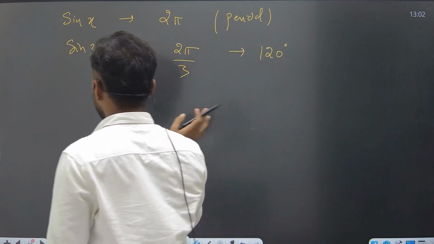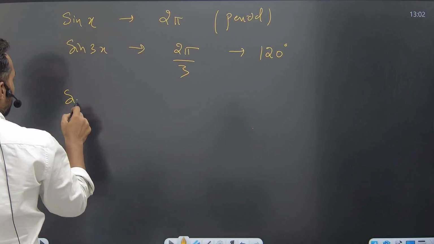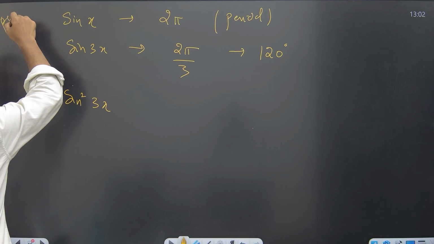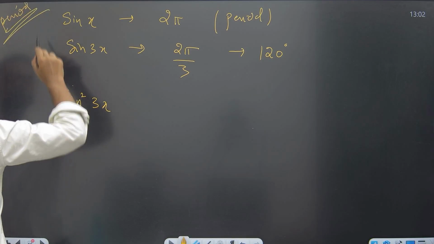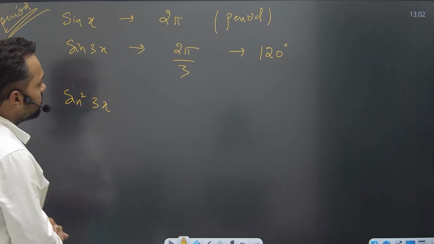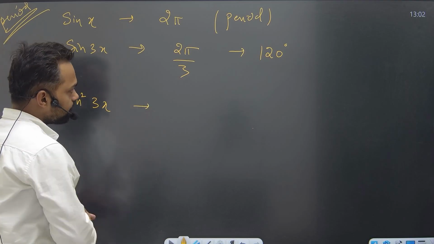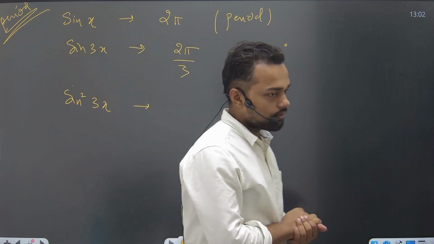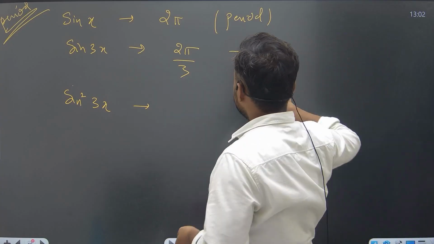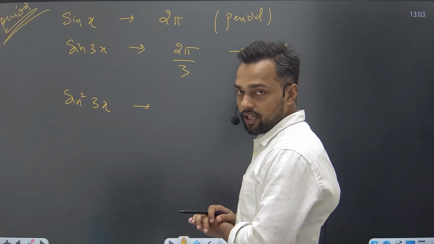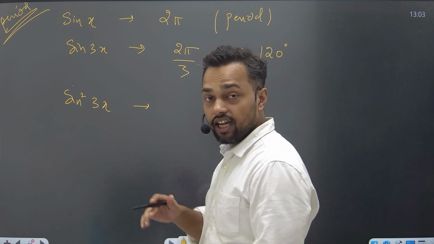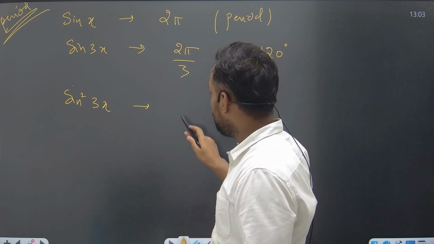Okay, for sine 3x. Now for sine square 3x, what we are doing here, we are calculating the periods. Okay, we are calculating the period, student. For sine square 3x, it will be squeezed by 3 times. First, for sine 3x, it will be 120. The period will be 120, or 2 pi by 3. For sine square 3x, again it will be squeezed, so it will be pi by 3.